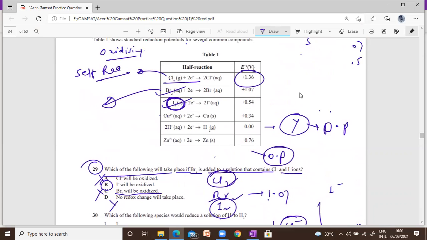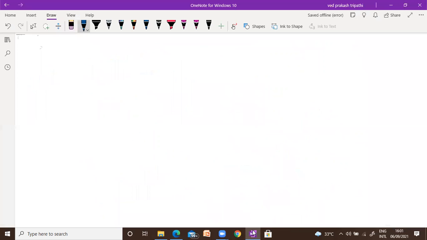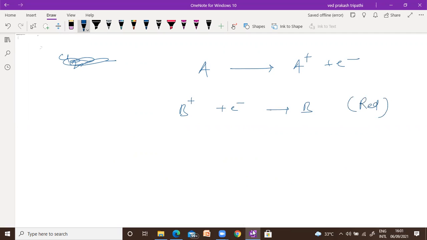And one more thing I want to tell you. If you look here, we have Cl2, Br2, I2, but in the question they have given you iodine minus and Cl minus, so maybe you can be confused. So I will clear this up. Listen. Suppose A will lose the electron, A plus an electron. And I am saying B plus will take the electron and convert into B. So this is oxidation and this is reduction. Now listen to me. Yes, first is oxidation, second is reduction reaction, no problem.